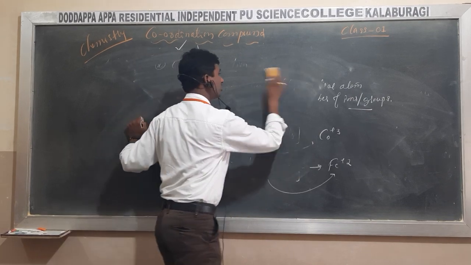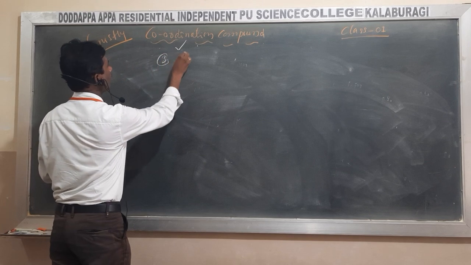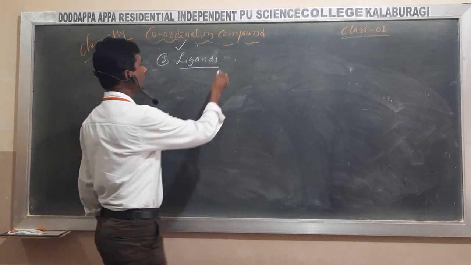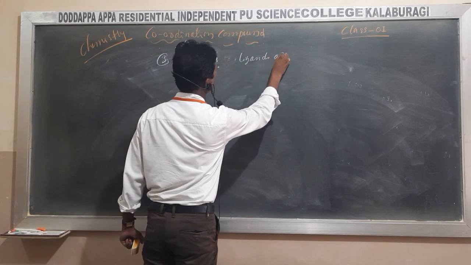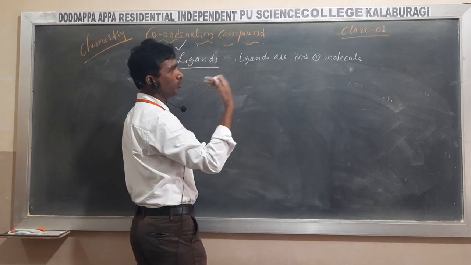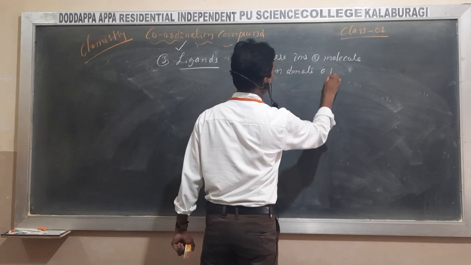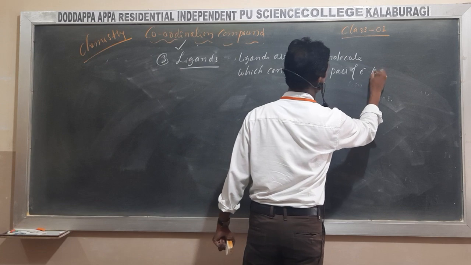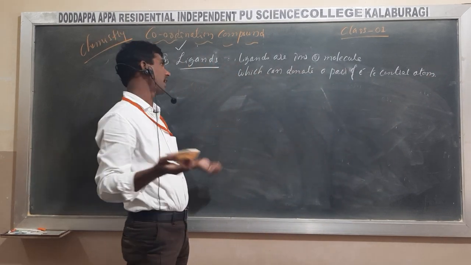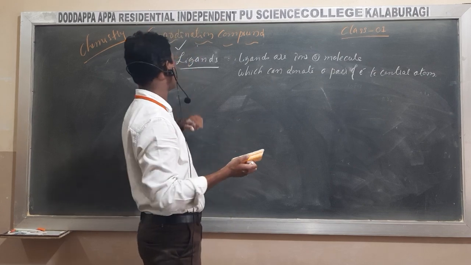The first definition is the coordination entity. The second definition is the central atom. Now, the very important one: ligands. What are ligands? Ligands are ions or molecules, or a group of ions or molecules, which can donate a pair of electrons to the central ion or central atom. So it is called a ligand. In the examination, one more question: what are ligands? Ligands are the ions or molecules which can donate a pair of electrons to the central atom or central ion.